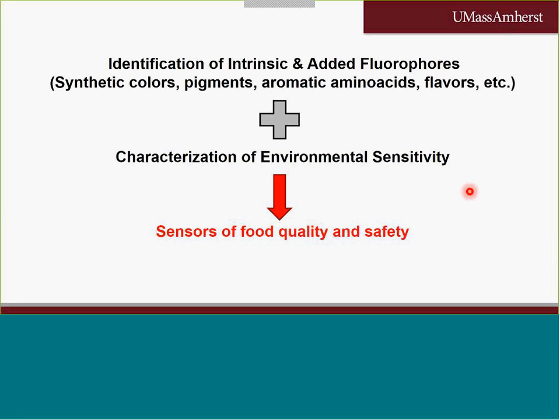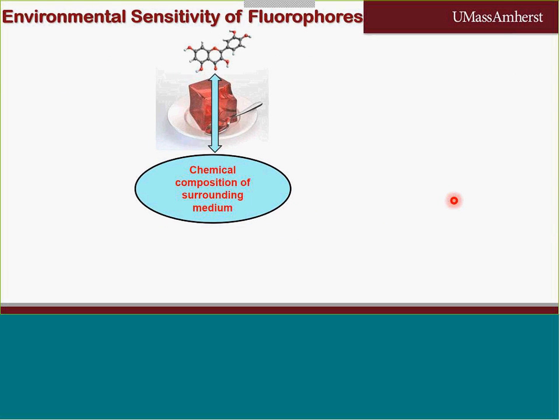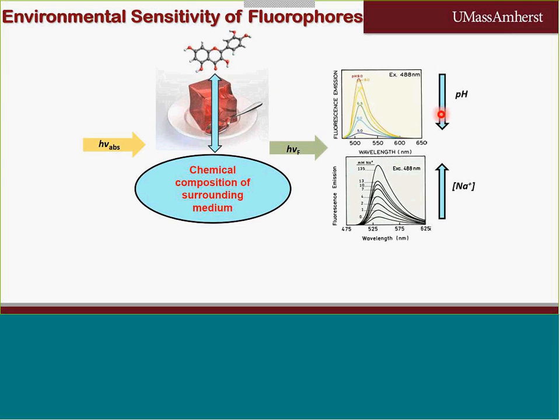This is based on the effect that the chemical composition of the surrounding medium has on the fluorophore whose emission we are recording. Once we excite this particular fluorophore, the composition affects the emission, so now it reflects, for example, the pH or the concentration of sodium ions in a particular sample.